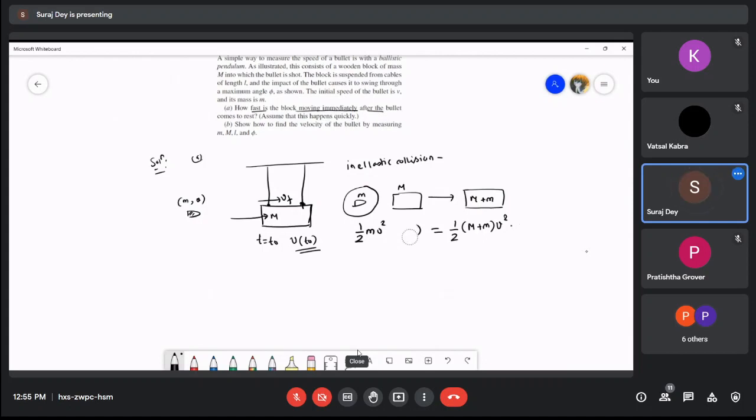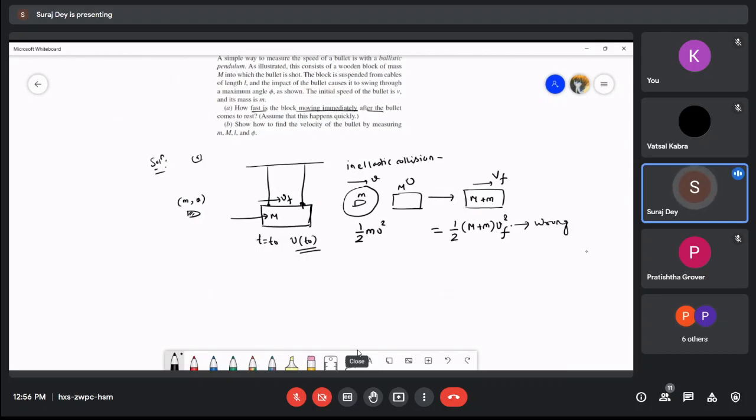So you can just do this, and this is the final velocity of the combined system, because both the bullet and the block will move together. So this has velocity v. Initially, this is 0, and this is some final. Then you can solve for v_f. However, this will give you a wrong answer.